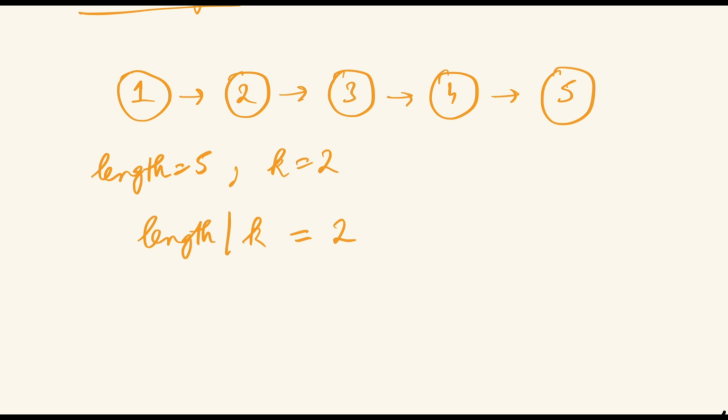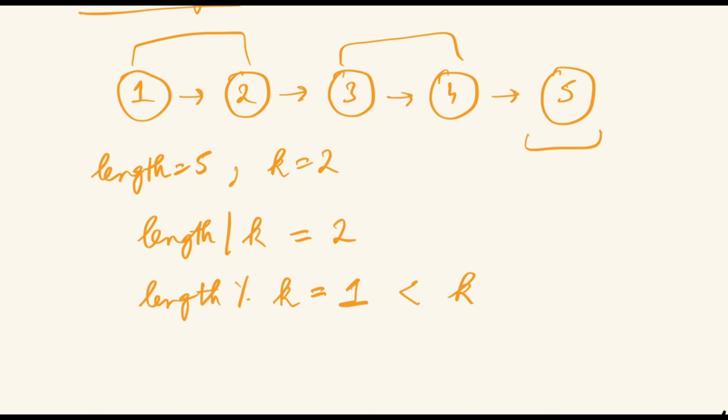So here, as you see, the two groups would be this, the first group, and this, the second group, and length mod k would be equal to the remaining nodes. So here the remaining node is 1, which will always be less than k, as we are doing a modulus on k.